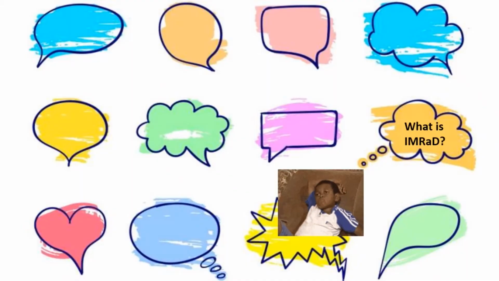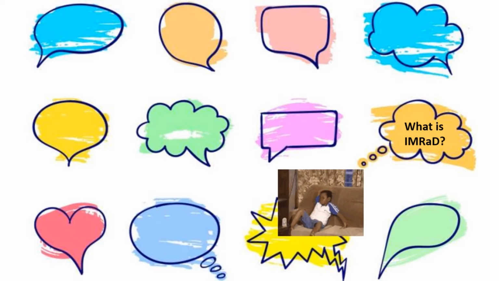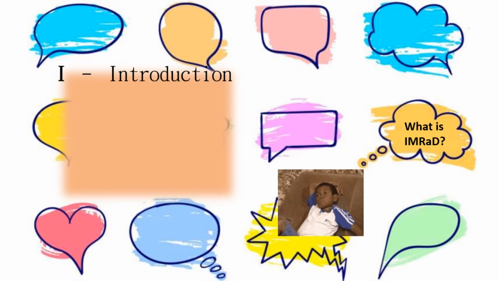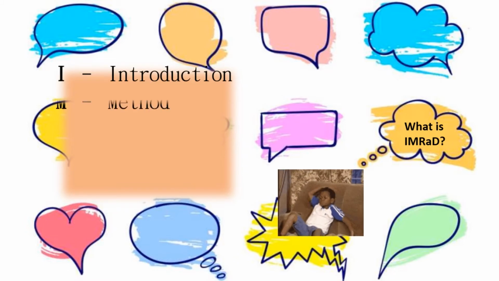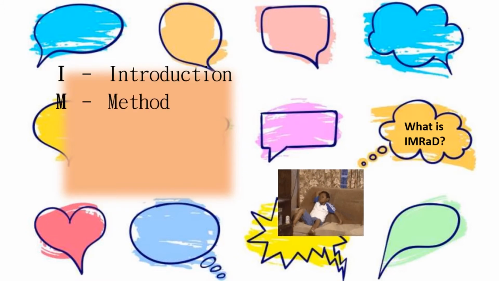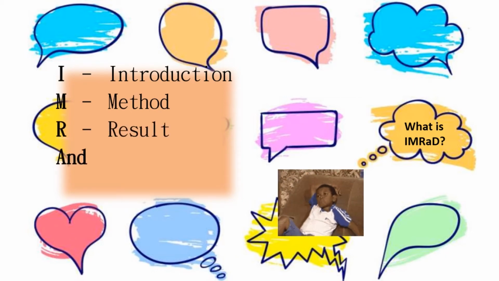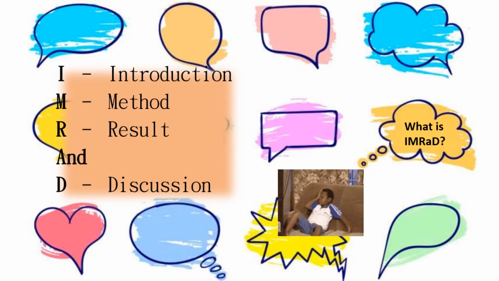Now, I know that there is a huge question in your mind right now. What does the term IMRAD or IMRD mean? I stands for introduction. M stands for method. R stands for the word result. And D stands for discussion.